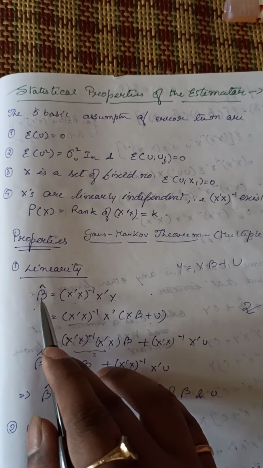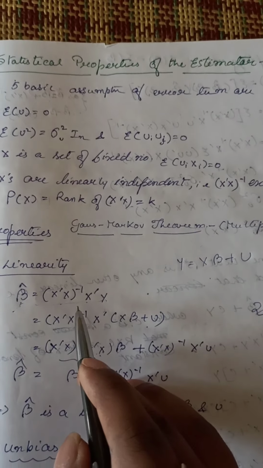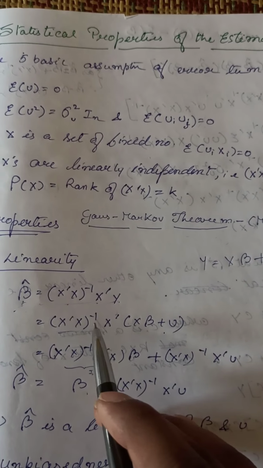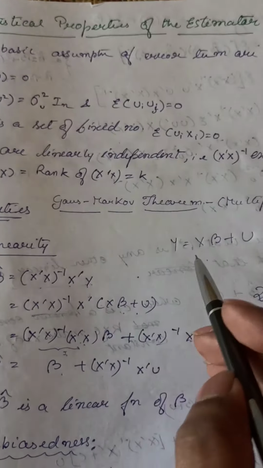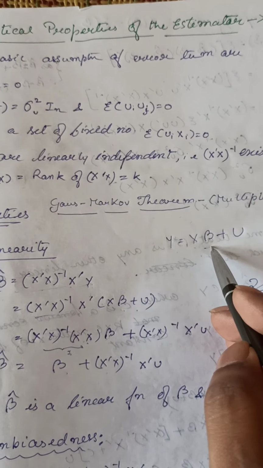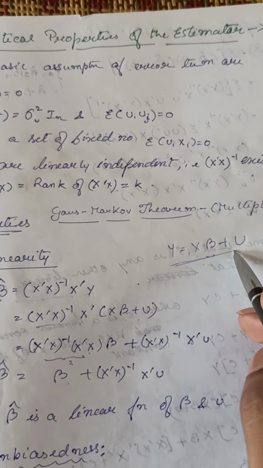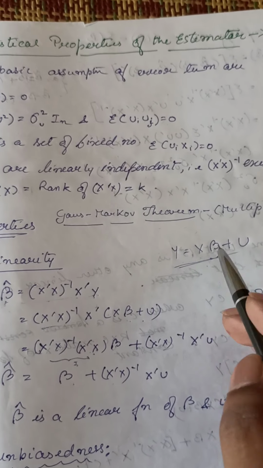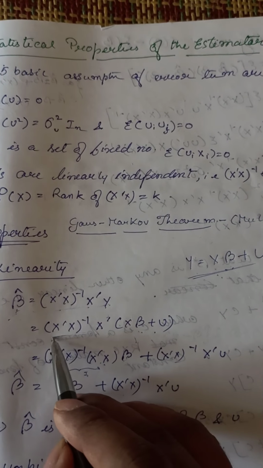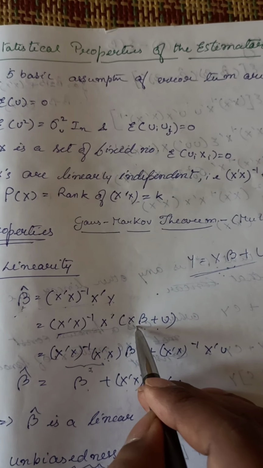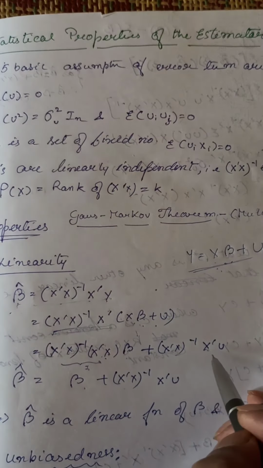First we have this term which we derived from the OLS estimator process, and then we will substitute the value of y over here. We know y equals X beta plus u. This is the main model, and we have substituted the value of y. Then we multiply this entire term with X beta once, and again multiply this entire term with u.